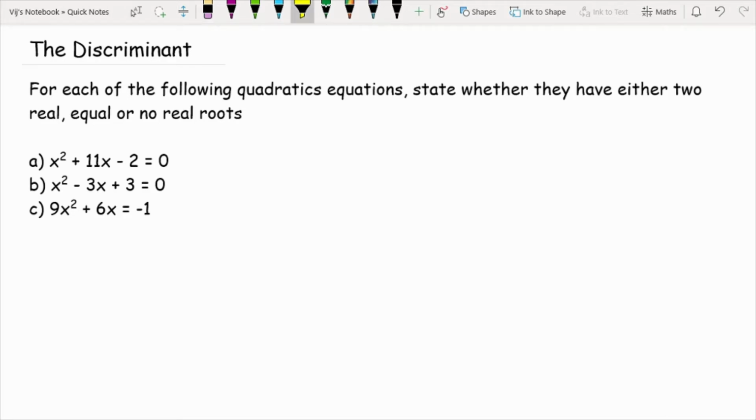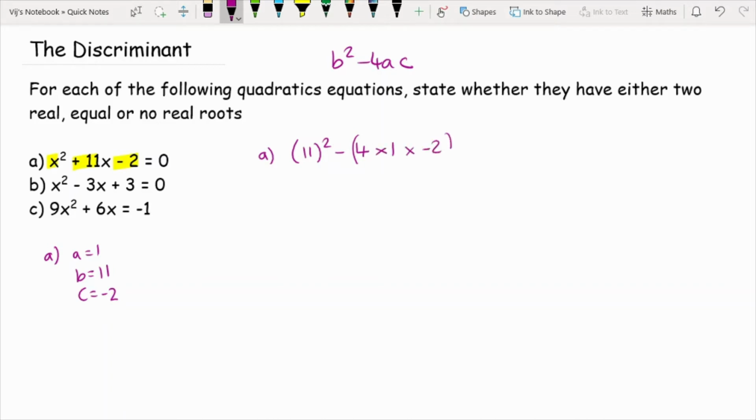So if we start with question A, the first thing you want to do is make a note of the coefficients of a, b and c. So with question A, I've got that a equals 1, b equals positive 11 and c equals minus 2. Now I'm going to substitute those values into my discriminant, which is b squared minus 4ac. So I'm going to end up with 11 squared minus 4. And I always tend to put brackets around the 4ac just to protect me from making any mistakes with regards to negatives. So times 1 times minus 2, which gives me 121 minus minus 8, which becomes 129.